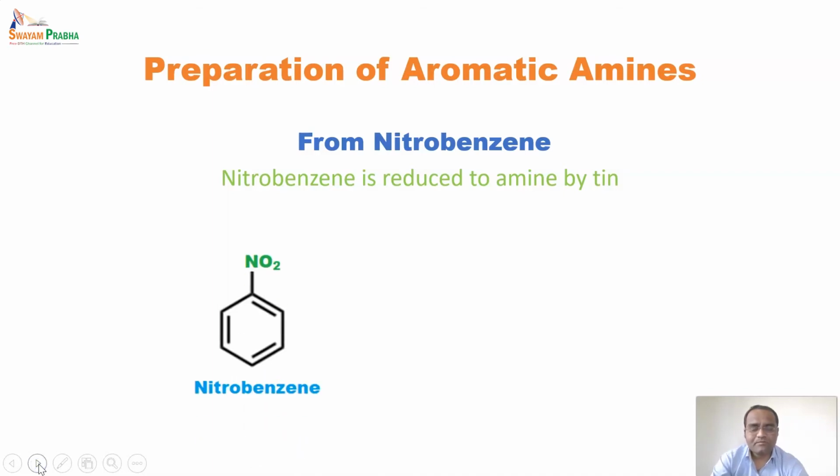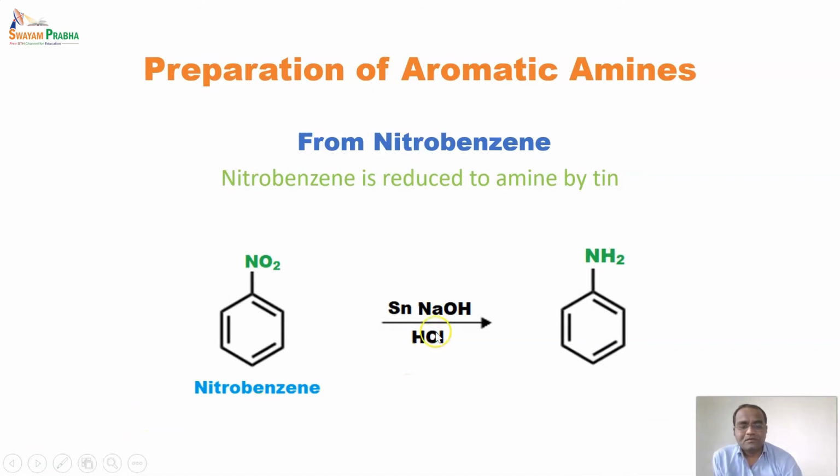So in case of benzene and its derivatives, we have seen how to synthesize nitrobenzene. Nitrobenzene is synthesized from benzene and a nitrating mixture, that is concentrated HNO3 and H2SO4, after which the benzene ring is substituted by a nitro group. When nitrobenzene is reduced, this reduction is mainly done with tin and HCl.